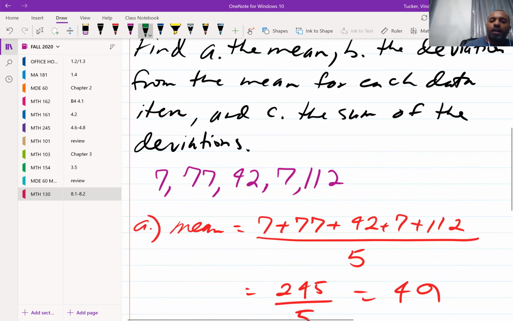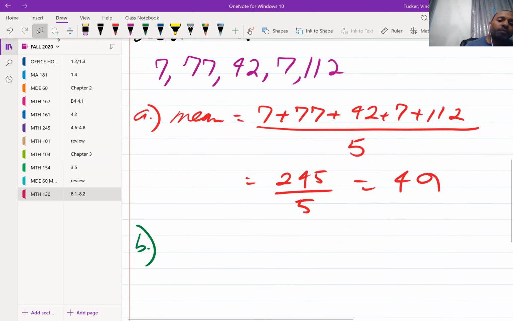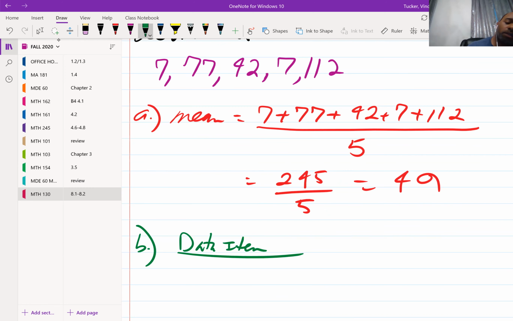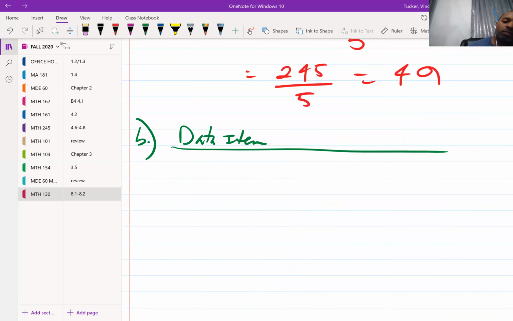Now B, we want to find the deviation from the mean for each data item. So I guess we can create a little bit of a chart. So we have 7, 77.